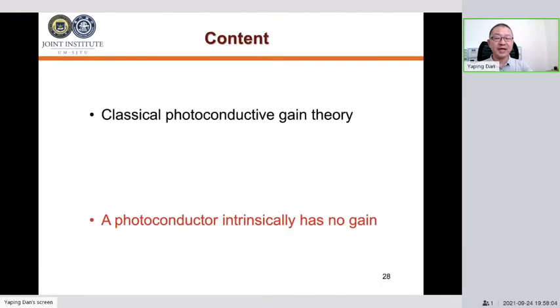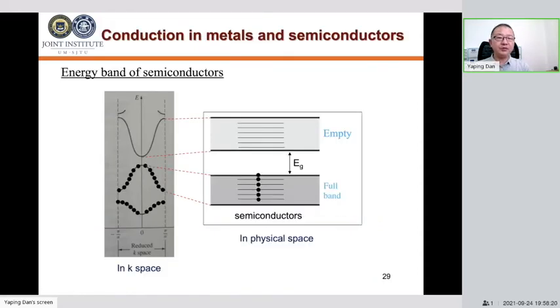although it has some inconsistency. Now, the second part of this talk, I'm going to present our recent finding that a photoconductor intrinsically has no gain. In order to introduce my research, let me first tell you the basics of the energy band of semiconductors and metals, so that we have a deeper understanding of what happens inside the semiconductor and inside the metal.